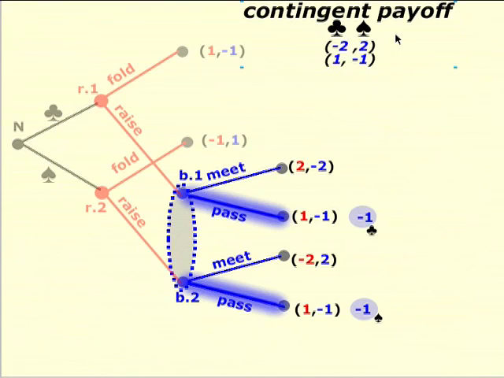Now, let me put this -1 here. Here are two contingent payoffs. One is losing two or gaining two. That's what would happen if you would meet. And this one is losing -1 for sure. It's still a contingency. You lose $1 if it's a club, you lose $1 for a spade, because that's what's going to happen if you pass at this stage after the red player has come in.